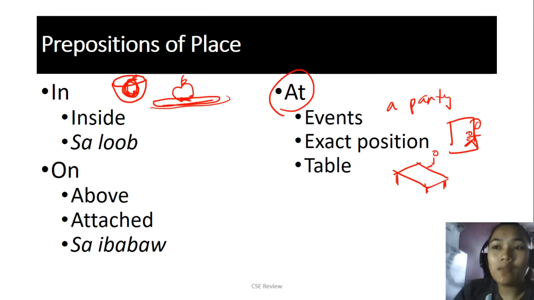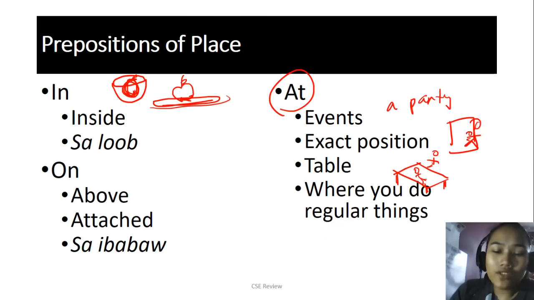Okay? Hindi mo pwede sabihin na, where's your dad? He's in the table. Kasi pag in, nasa loob siya ng table. Pag on, nasa ibabaw siya ng table. So, you say at the table, eating. Okay? Another thing, use at for where you do your regular things. You're at home, at work, at school. Yung mga day-to-day na ginagamit, you use the word at.